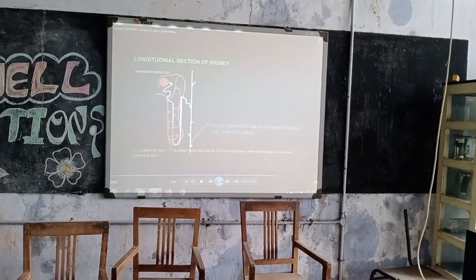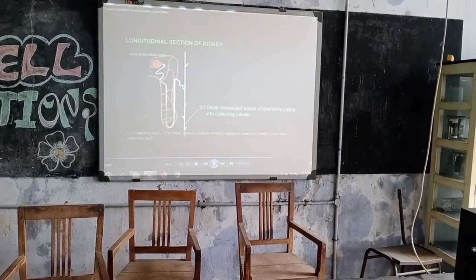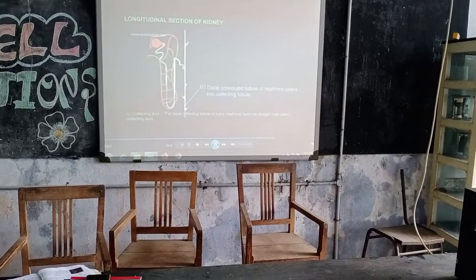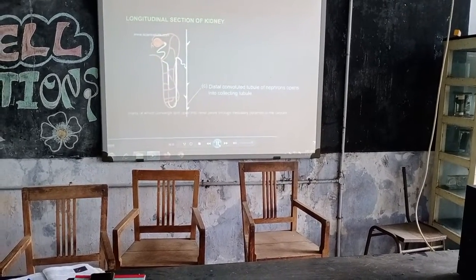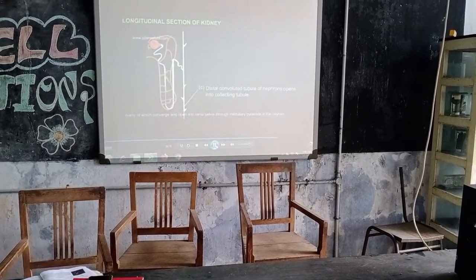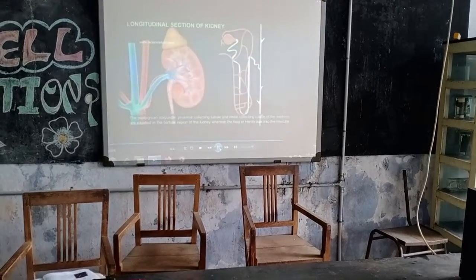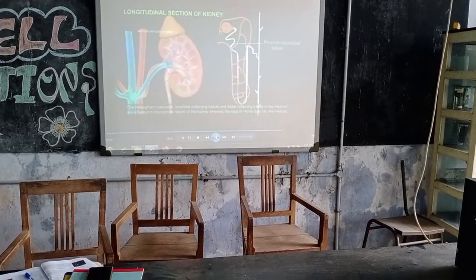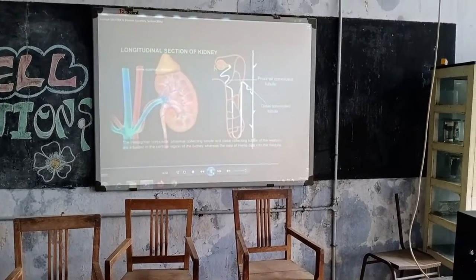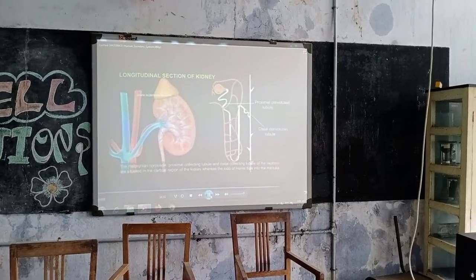C. Collecting duct. The distal collecting tubules of many nephrons open into a straight tube called the collecting duct, many of which converge and open into the renal pelvis through medullary pyramids in the calyx. The Malpighian corpuscle, proximal convoluted tubule, and distal convoluted tubule of the nephron are situated in the cortical region of the kidney, whereas the loop of Henle dips into the medulla.